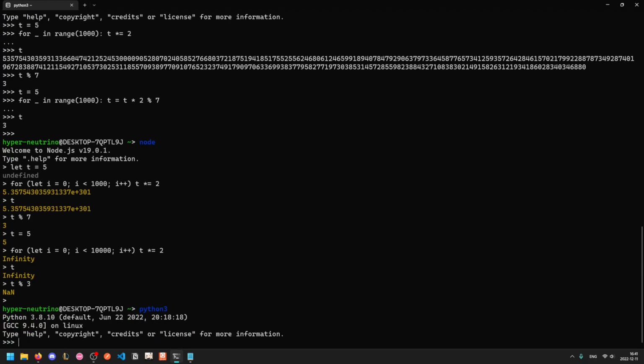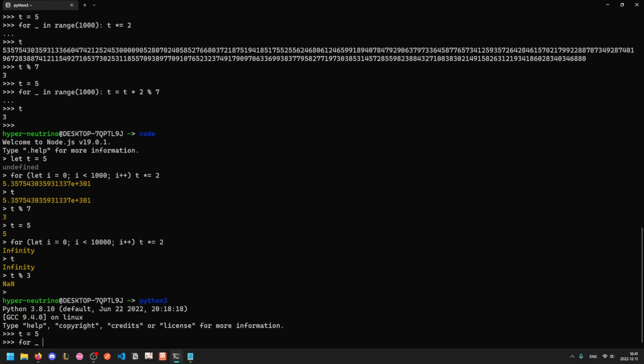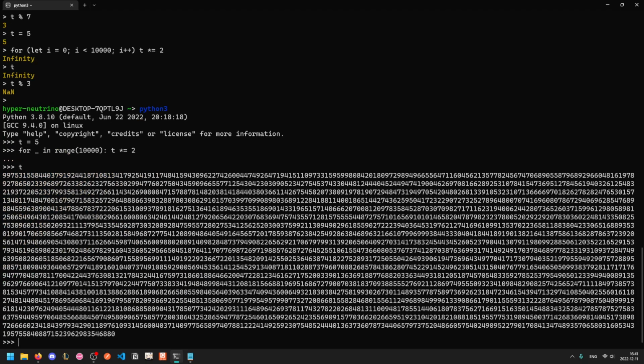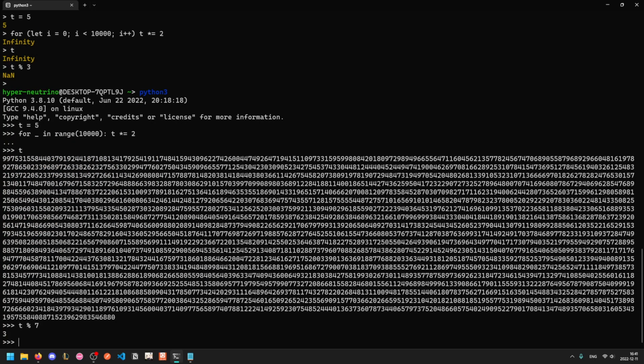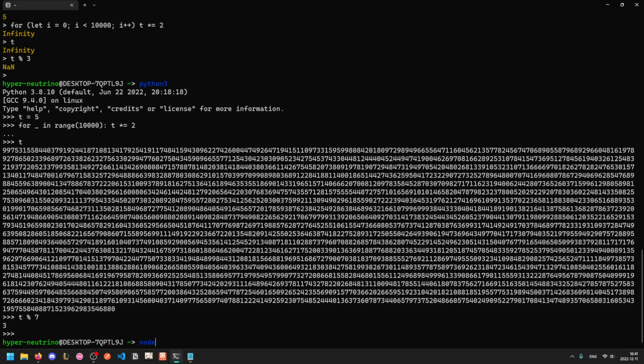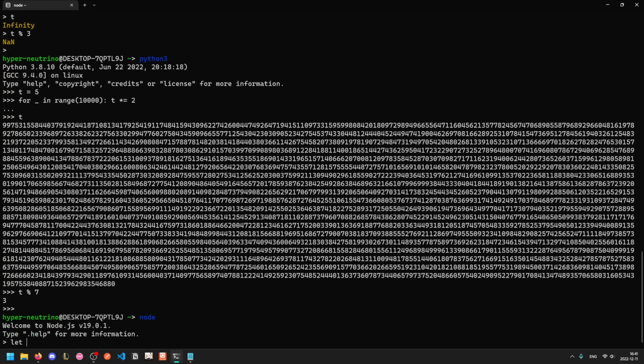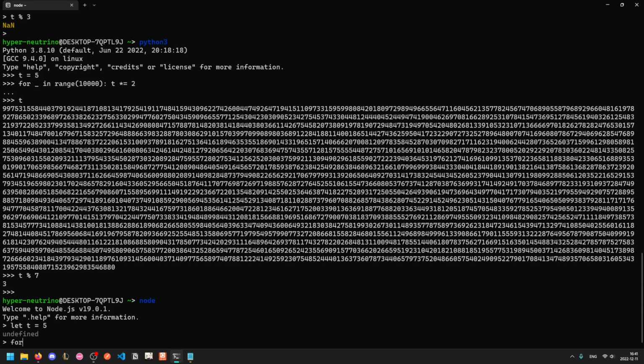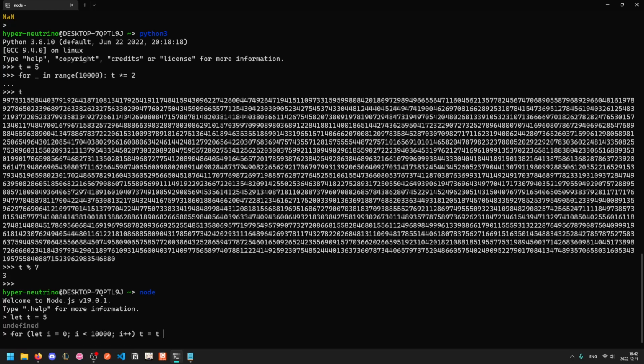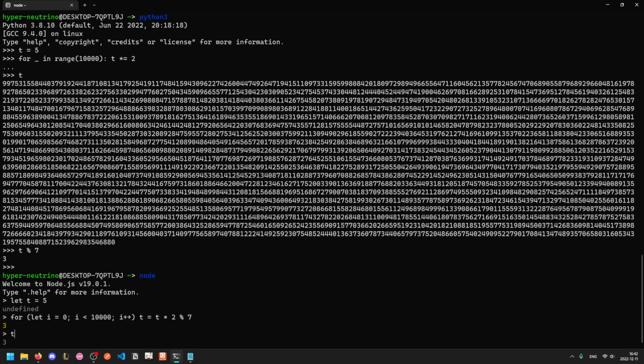So if we go back into Python and multiply t by 2 10,000 times, t is extraordinarily massive. And modulo 7, it's equal to 3. It's still tiny. So now if we go back into JavaScript and do the same thing, but this time we modulo in between, now we get our answer. t is equal to 3.